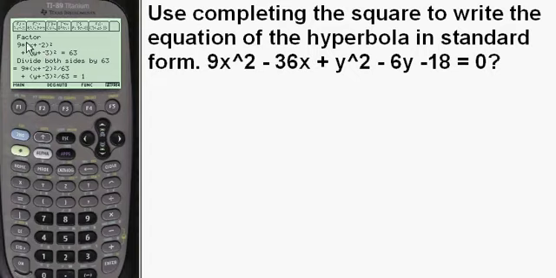Now we factor to get closer to the standard form of the equation, so it's 9 times (x minus 2) squared plus (y minus 3) squared equals 63. Divide both sides by 63 to get a 1 on the right side here. And we do that, and then we do the calculations for that. It turns out to be (x minus 2) squared over (square root of 7) squared, plus (y minus 3) squared over (3 times square root of 7) squared, equals 1.